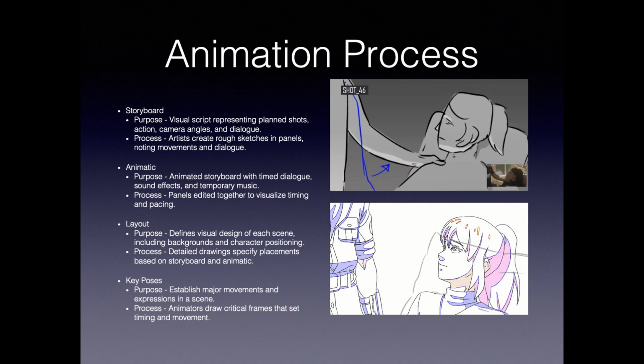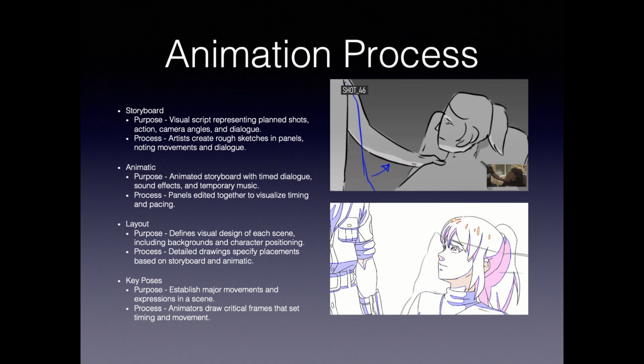Once you've established all these various things that you're trying to create, you get into the actual animation process. And the first step of the animation process is the storyboard phase. The purpose of this phase is to visualize the script representing planned shots, action, camera angles, and dialogue. The process involves artists creating rough sketches and panels noting movements and dialogue.